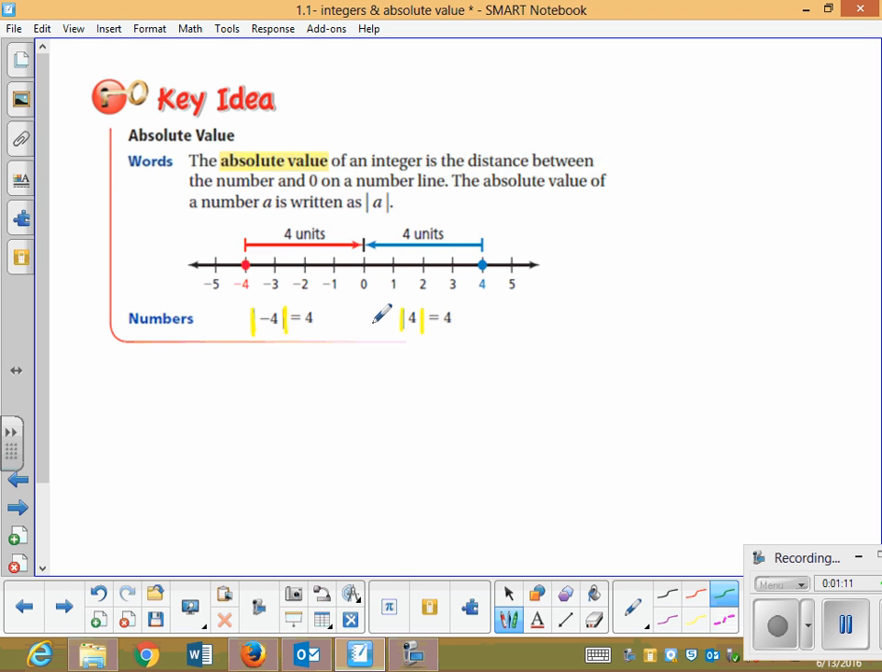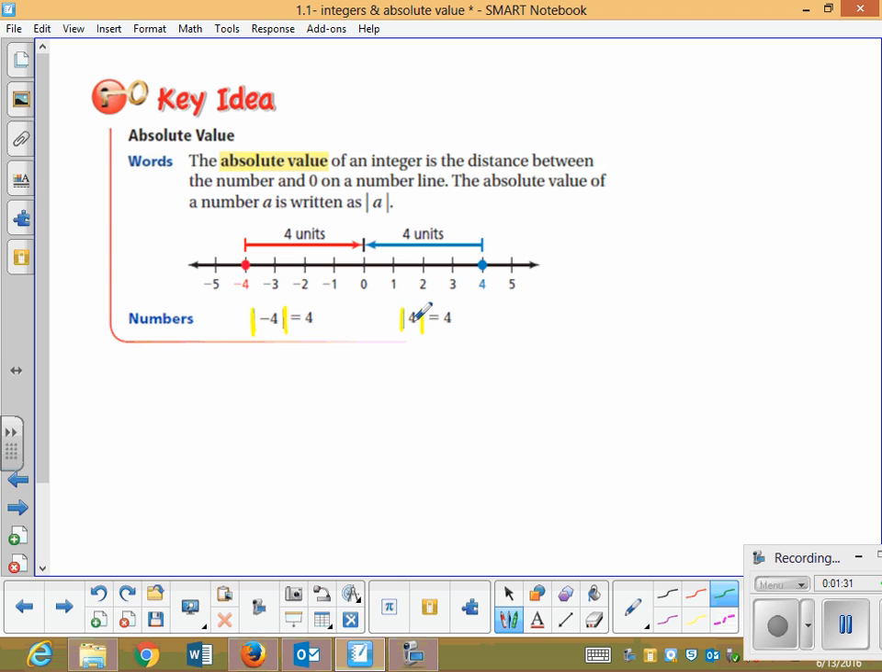Now to solve an absolute value, what you do is you go to that number on the number line and you count how many spaces it is away from 0. So I'm going to go ahead and count 1, 2, 3, 4. Now since -4 is 4 spaces away from 0, then the absolute value of -4 is 4.